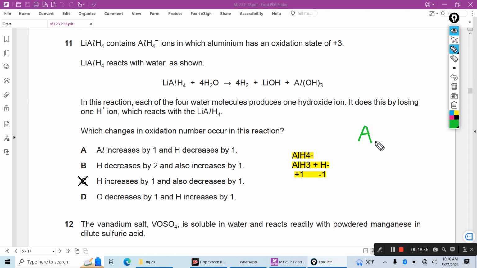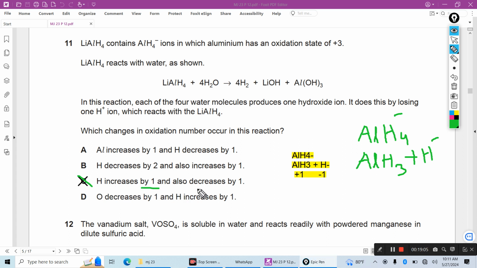You see, the aluminum hydride ion, AlH4 minus ion, is made by AlH3 plus 1 hydride ion, H minus. So the answer will be C. Hydrogen increased by 1 and also decreased by 1. The question says which changes in oxidation number.